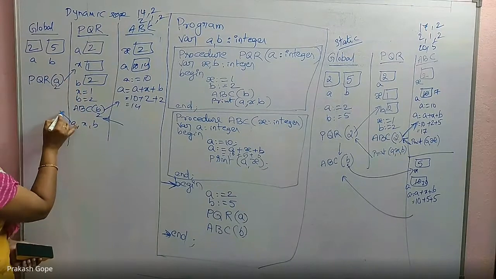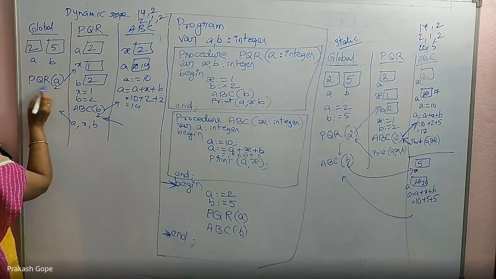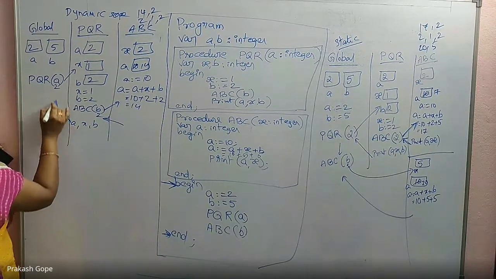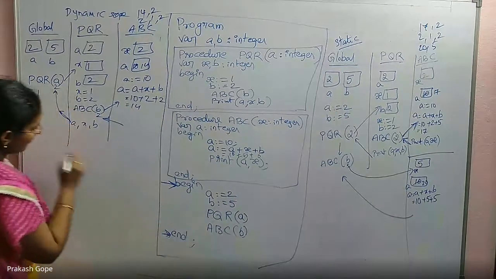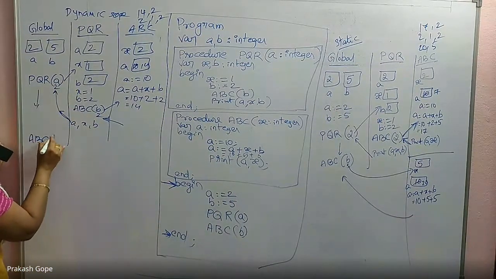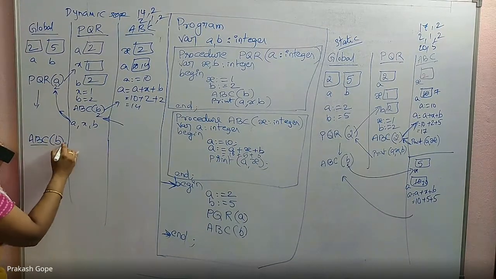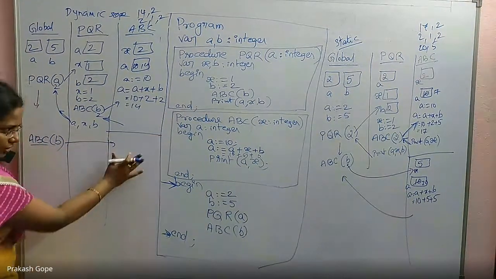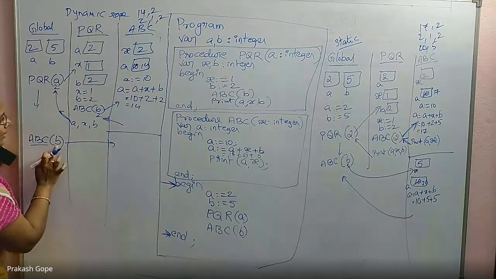Go to the calling environment, that is the global program. So this call is finished. That's why I went to the calling environment. Now continue the statement. What is the next statement? ABC of B. So I need to jump to ABC's environment. It's a new environment because this is erased already. New environment by taking the B value.